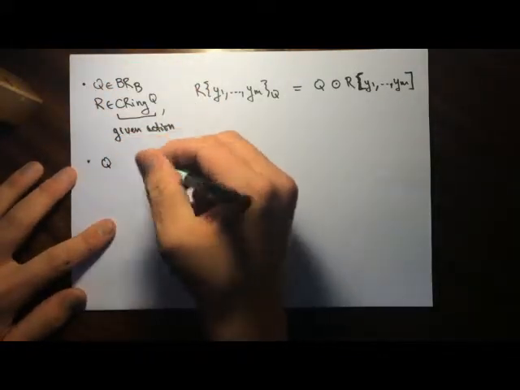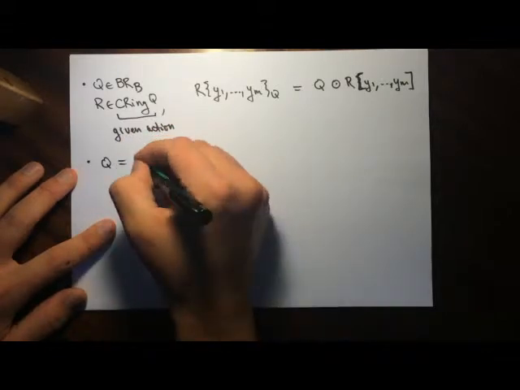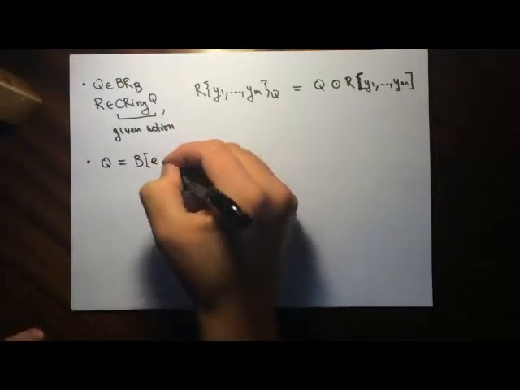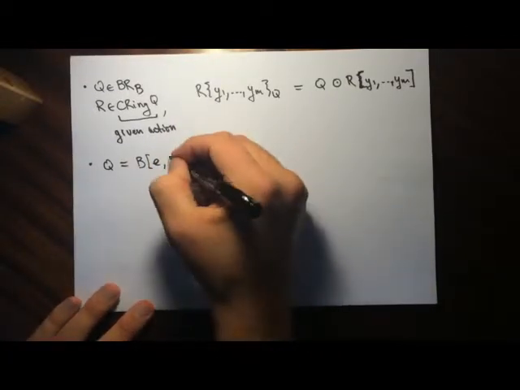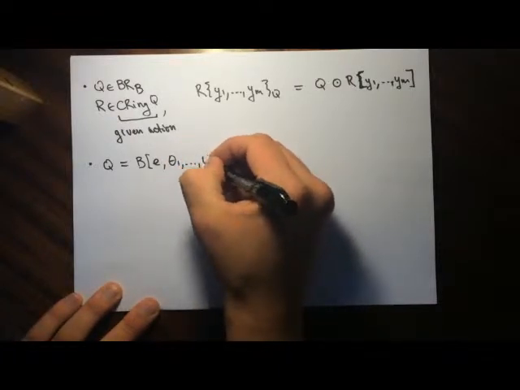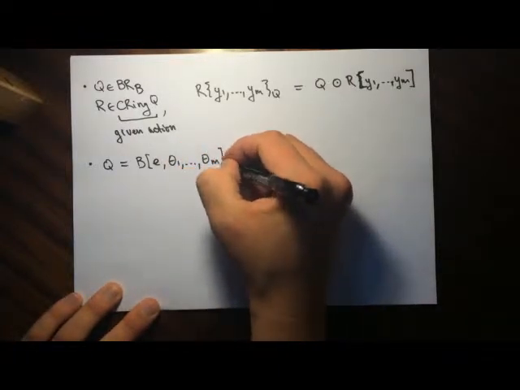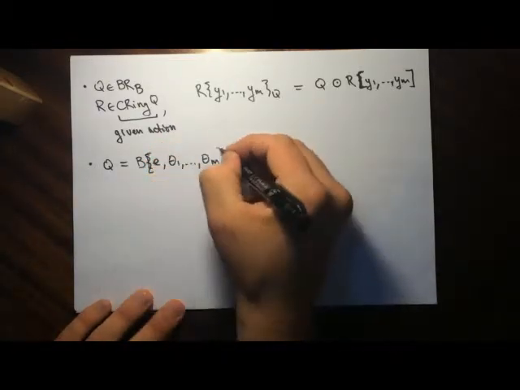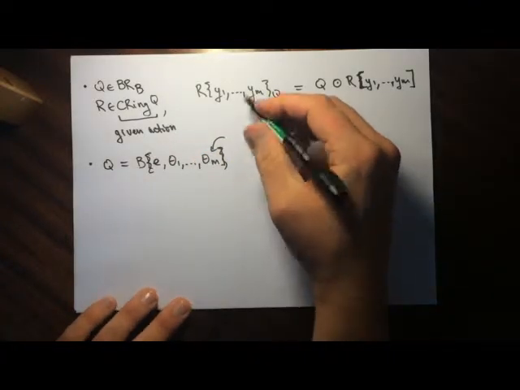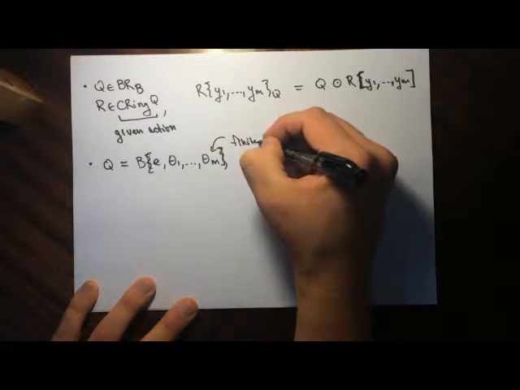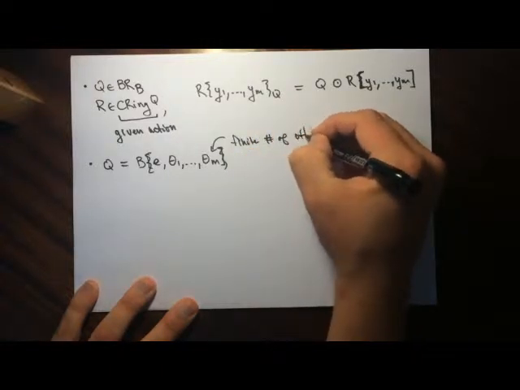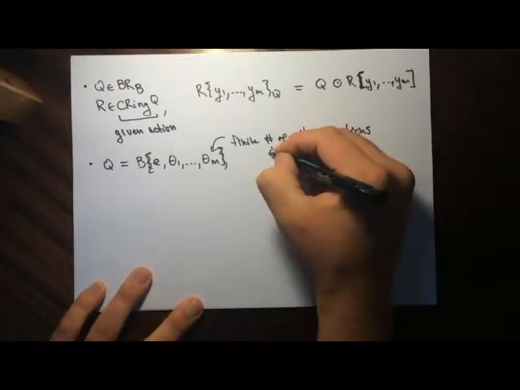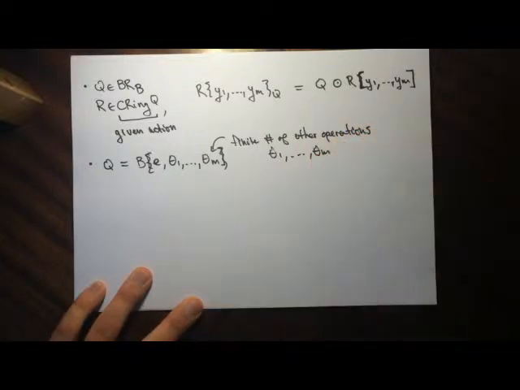So let's make some further assumptions on Q. Let's say that Q is going to be generated by, we'll say that it looks like B joined with a number of indeterminates. We'll always have the identity element, and then we'll say that we have just a finite number of other operations here, M. So this is a finite number of other operations. Let's say that it looks like this. Theta 1 to theta m, so these are these algebraic operations.